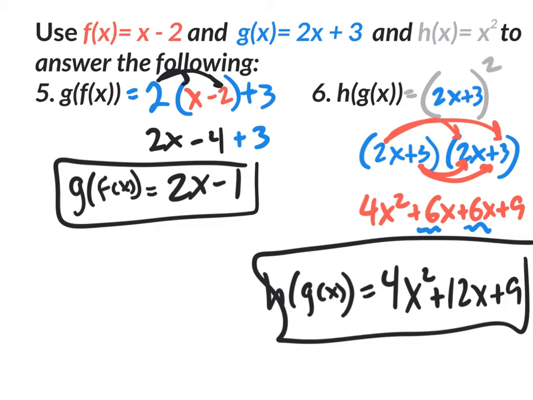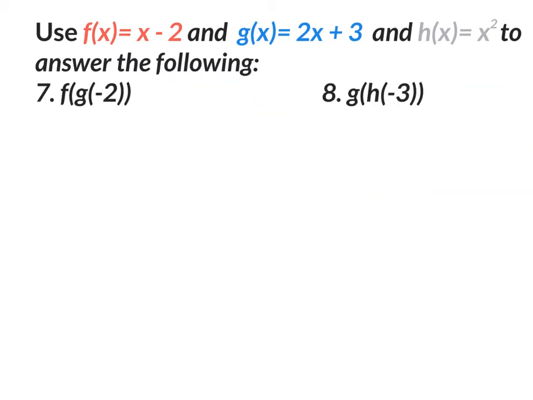So we've added fractions, we've divided fractions, we've multiplied fractions, subtracted fractions. Why am I saying fractions? Functions. I should be saying functions. We've done all these different operations with functions. We also are going to be asked to plug in numbers into our functions and then plug in that answer into other functions. What do I mean by that? Check out number 7 right here. I have f of g of negative 2.